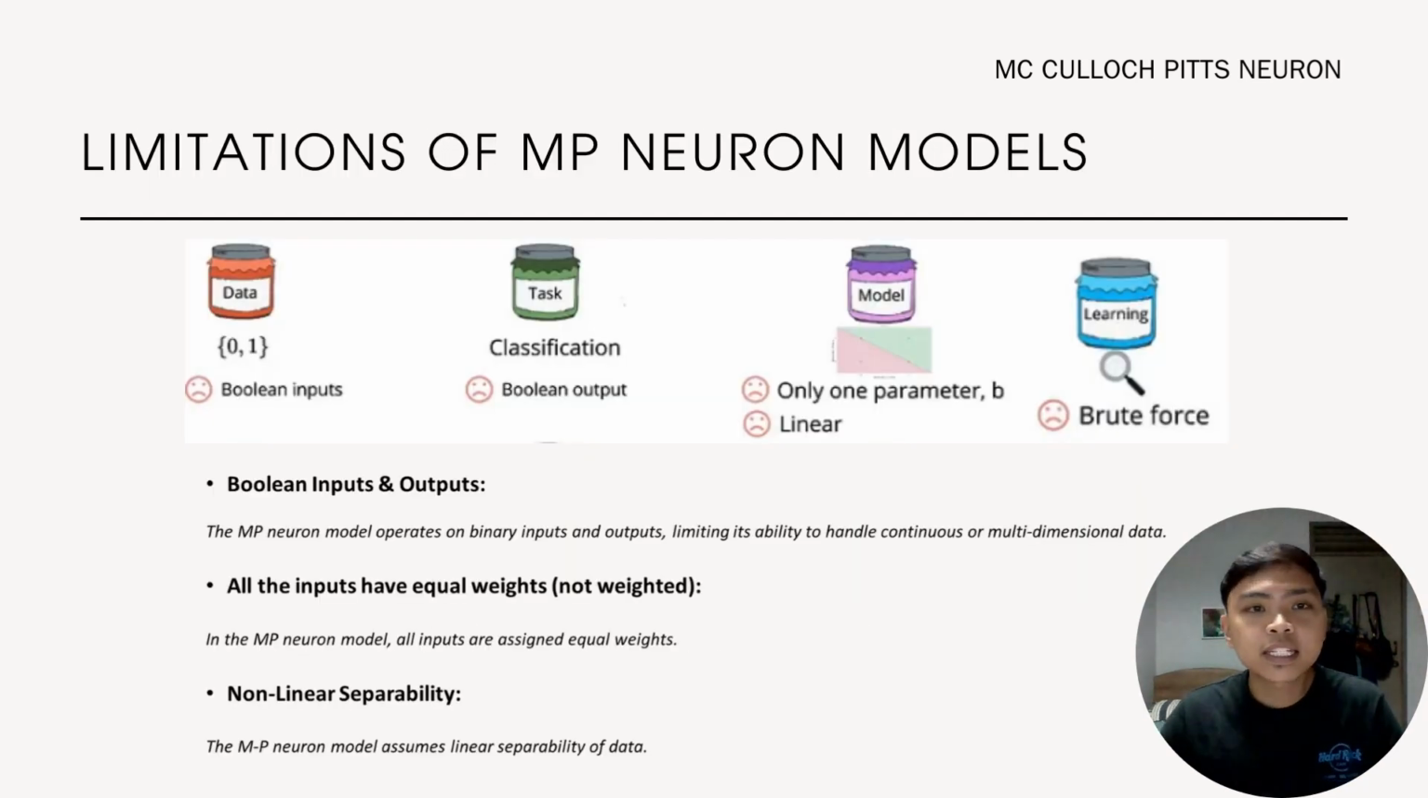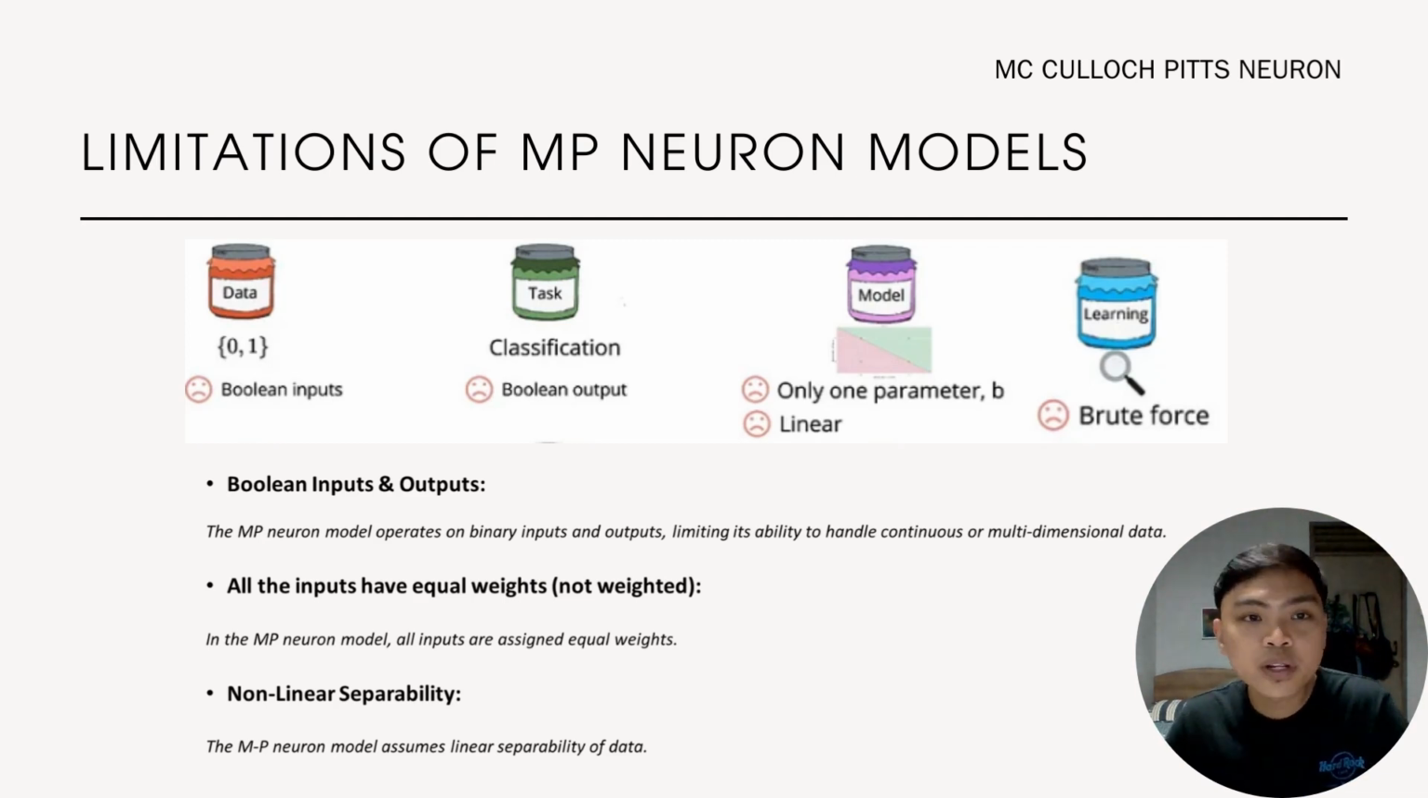Here is the slide that discusses the limitations of MP neuron models. The McCulloch-Pitts, short-formed as MP neuron model, is based on binary inputs and outputs. This limitation restricts its ability to handle continuous or multidimensional data. As an example, it has a restriction in handling continuous variables or working with complex data structures.